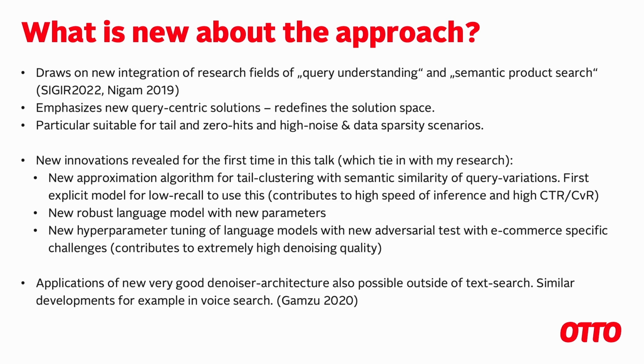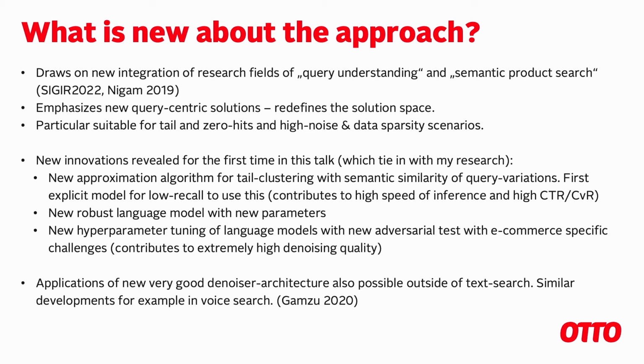The conclusion is basically what we've done in the research field: we integrated research papers on semantic product search and query understanding. That's the whole basis, a new combination of both. We emphasize this query-centric solution, and it is, of course, applicable for the long tail, so zero-hit segments, high noise, data sparsity segments. If you encounter problems like this, come and talk to us, and we will find a new solution. It really has some new ideas. That's the new approximation algorithm for tail clustering, the semantic similarity of query variations that goes through the broken graph. It's a hypothesis, but it seems to work.